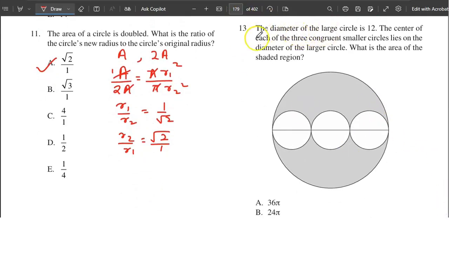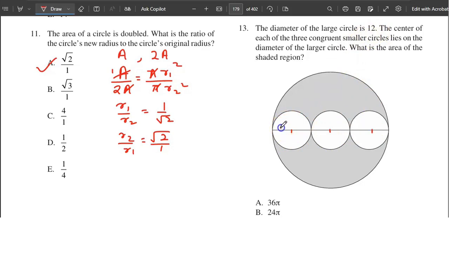In the diagram, the diameter of the larger circle is 12. The center of each of the 3 concurrent smaller circles lie on the diameter of the larger circle. What is the area of the shaded region? So these are concurrent equal smaller circles. The total diameter is 12.